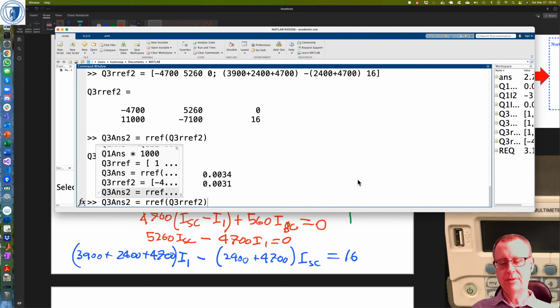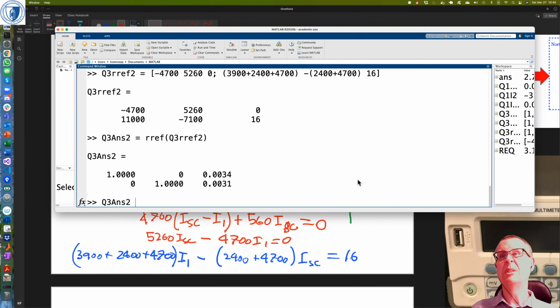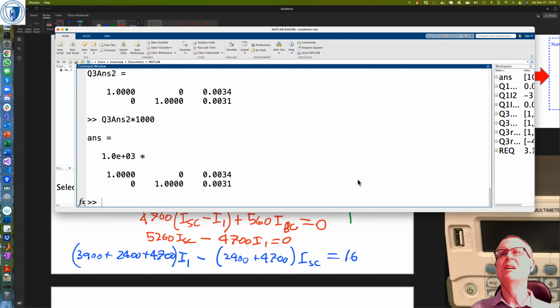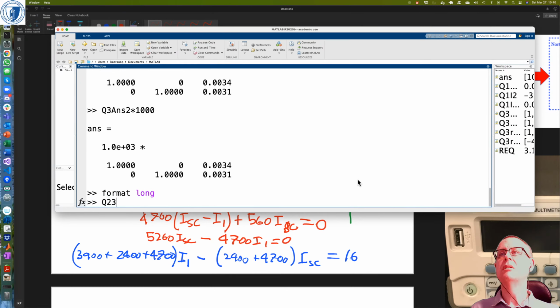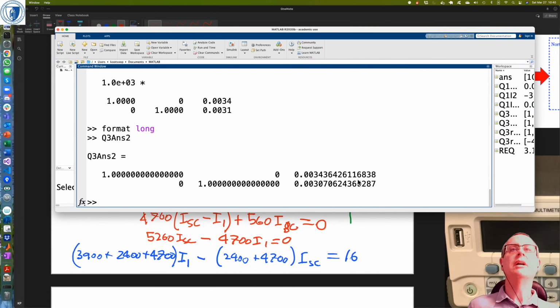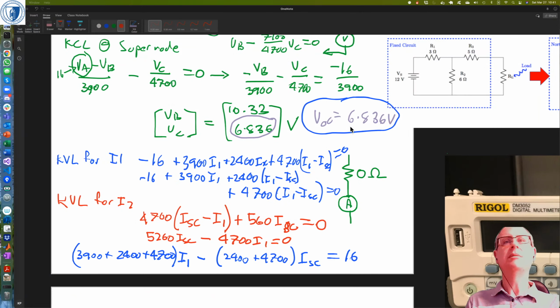I'm just going to see if I can multiply it by 1000, or maybe format long. There we go. So we've got I1 is 3.436 and ISC is 3.071, both in milliamps. So let's just write that down.